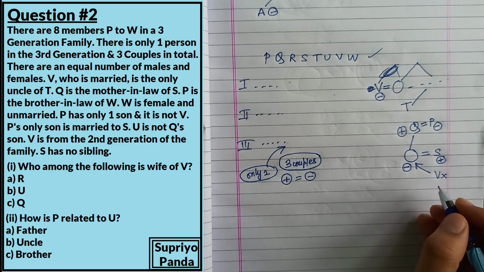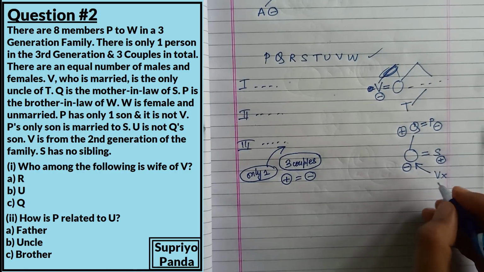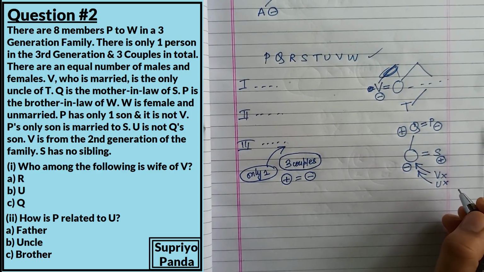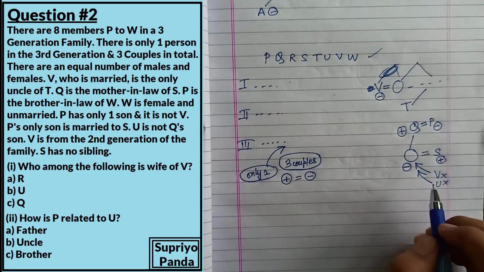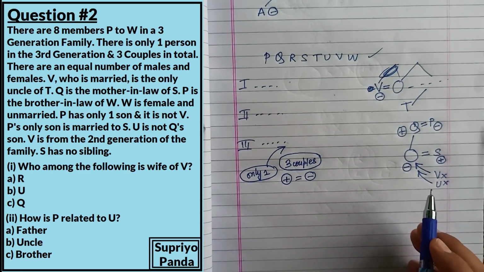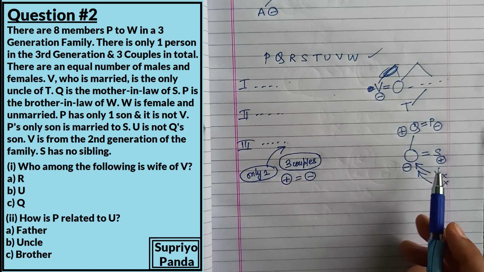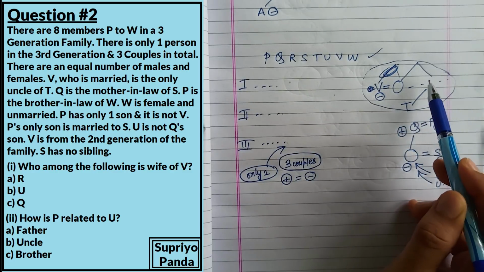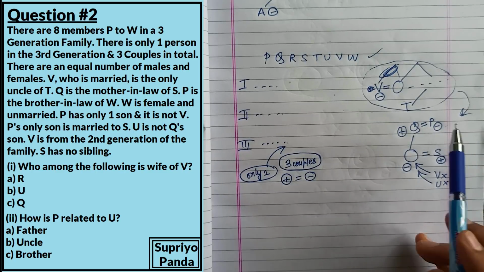Okay. Now U is not Q's son. So we cannot have U also in this position. That is fine. Now V is from the 2nd generation of the family. Okay, so this is a very, very interesting hint that we have just been given. So this means that V must be in the 2nd generation of the family. So let us try. We know this portion, right? We know this portion. So we have to try and fit this portion inside this kind of thing that we are doing. So let's try.